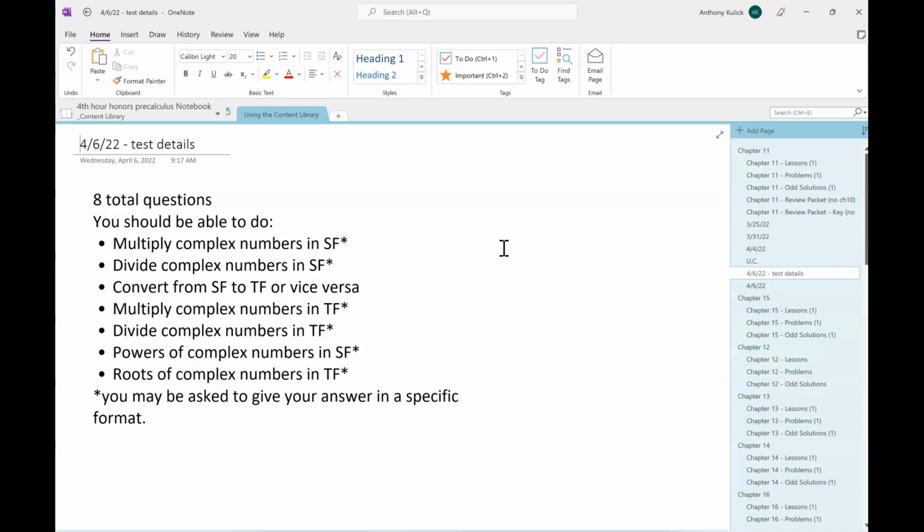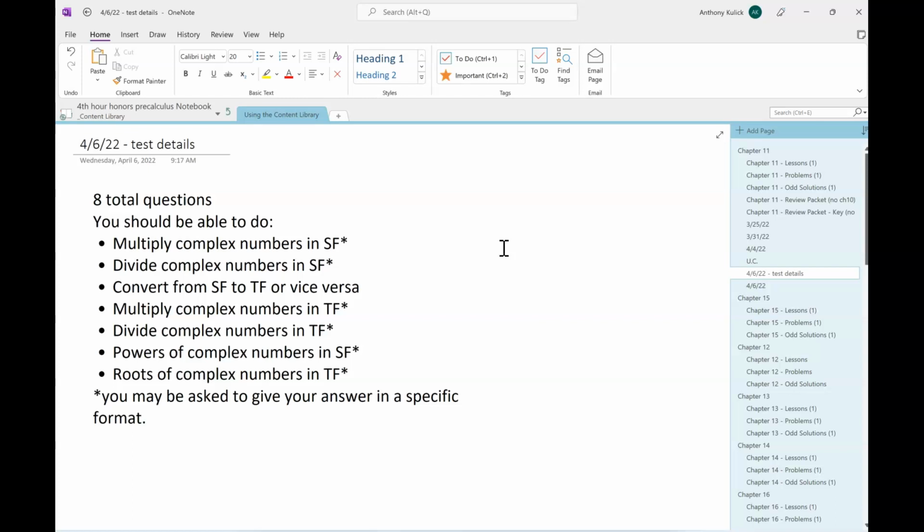So what I'm looking at right here is in the content library. The test is 8 total questions. You should be able to multiply complex numbers in standard form, divide complex numbers in standard form, convert between standard and trigonometric forms, or vice versa, multiply complex numbers in trigonometric form, divide in trigonometric form, do powers in standard form and roots in trigonometric form.